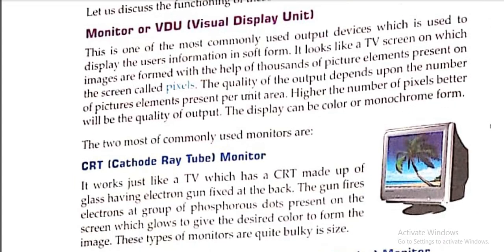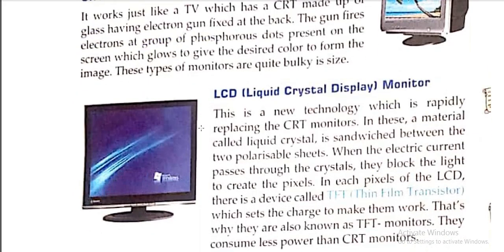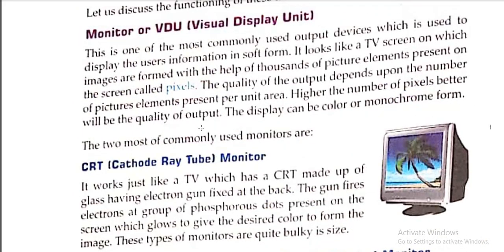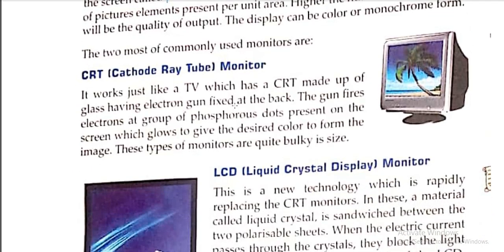So the two most commonly used monitors are, first, the CRT monitor, and next, the LCD monitor. Monitor or VDU, I am discussing the monitor or visual display unit. This device is used for displaying content. CRT basically stands for cathode ray tube. It works just like a TV, which has a CRT made up of glass, with an electron gun fixed at the back.